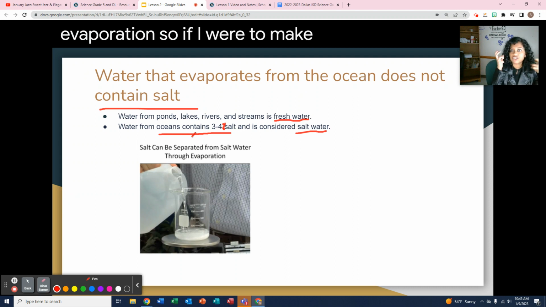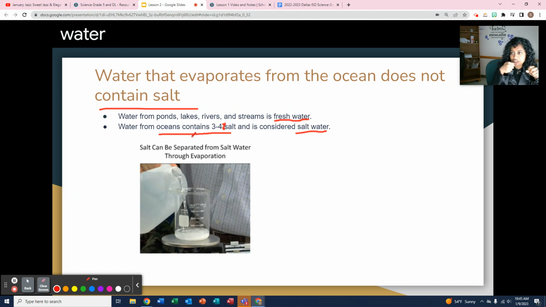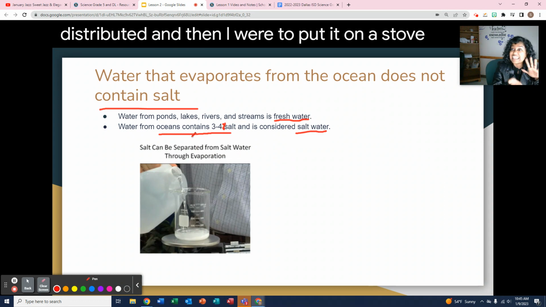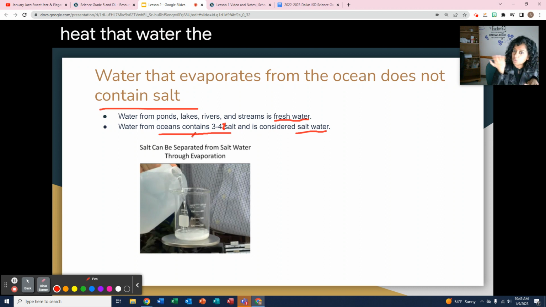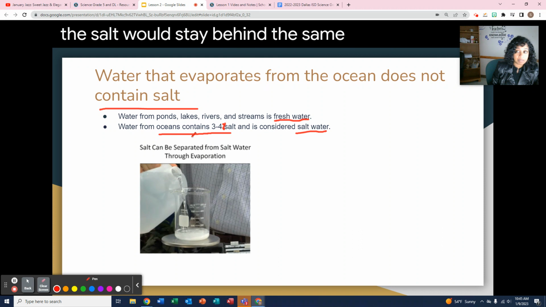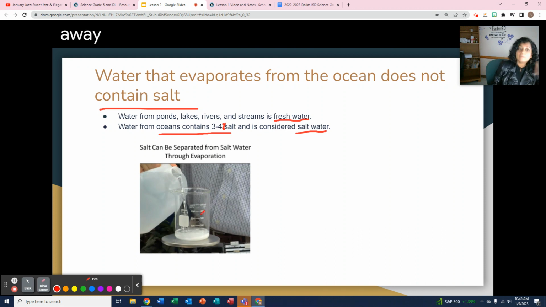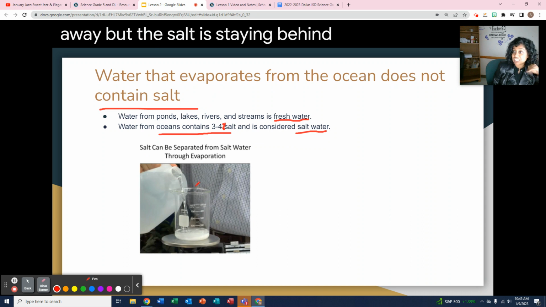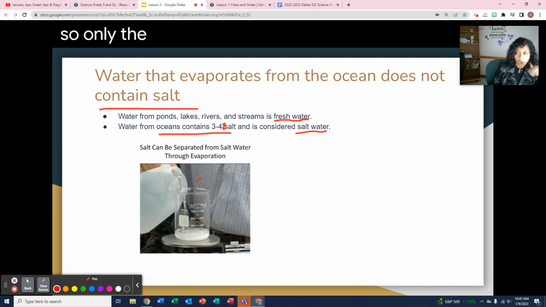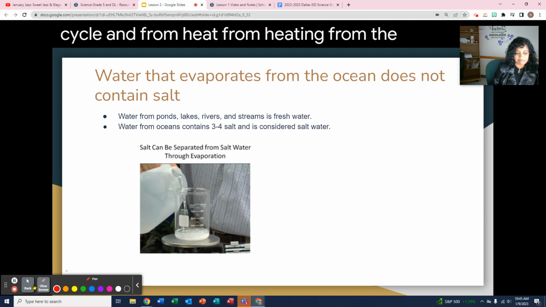So if I were to make a mixture of salt and water mixed together really, really well, so they're evenly distributed, and then I were to put it on a stove and heat that water, the water would evaporate away, but the salt would stay behind. The same thing is happening with our oceans. Our water is evaporating away, but the salt is staying behind in the ocean, right? So only the water is evaporating away in the water cycle from heating from the sun.